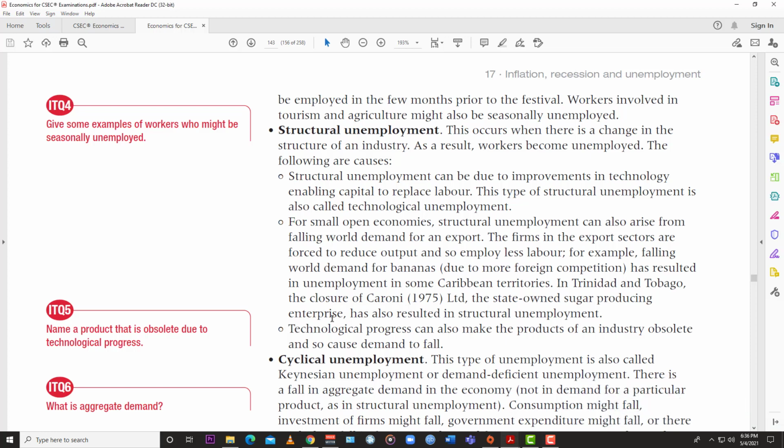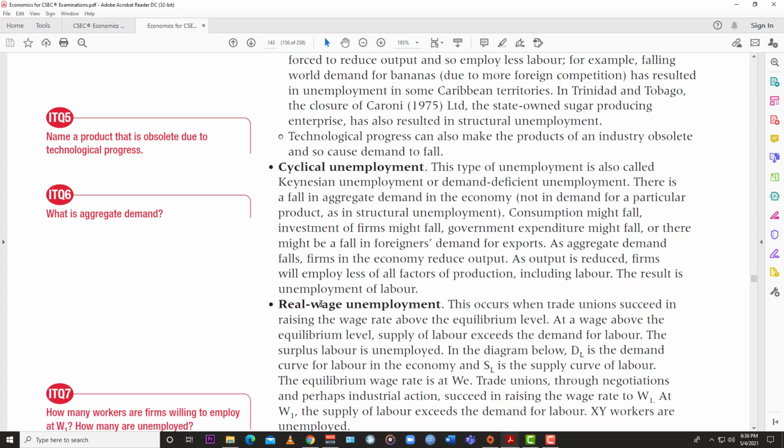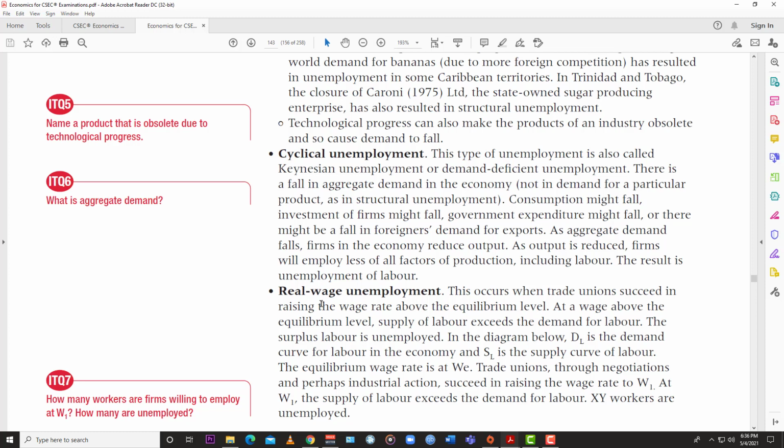Then we have cyclical unemployment. And as you can see the trend so far, most of these are basically self-explanatory based on the name itself. Cyclical unemployment, cycle. This is all about the business cycle. This type of unemployment is also called Keynesian unemployment or demand deficient unemployment.